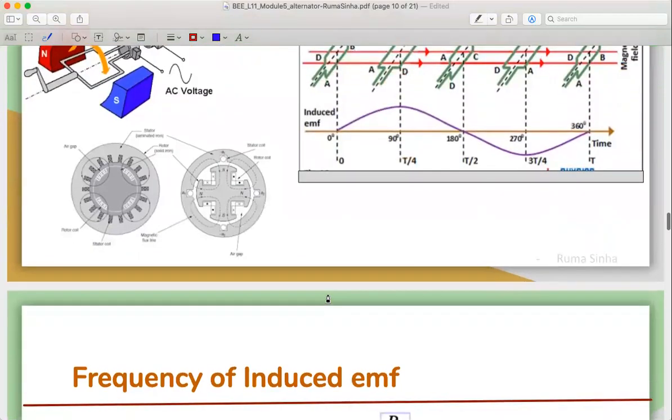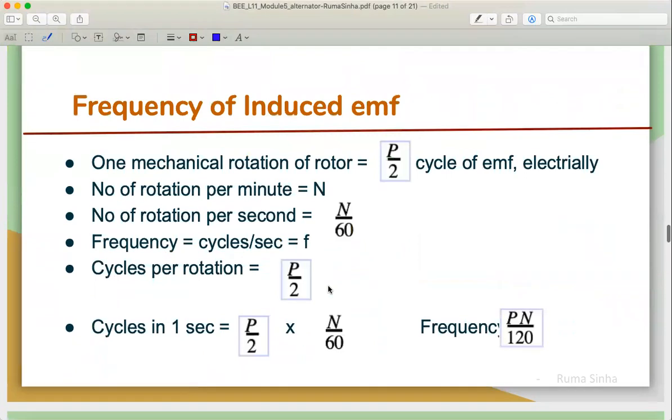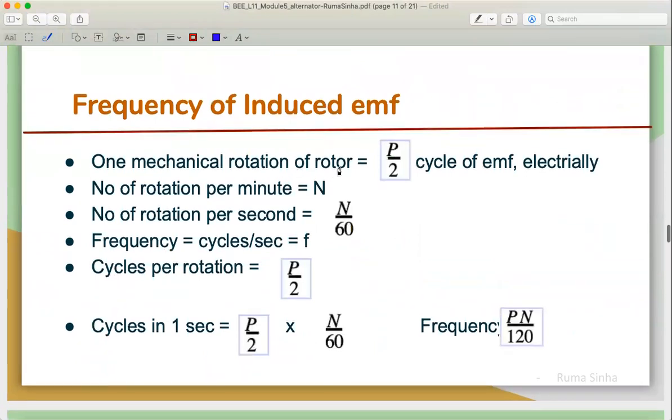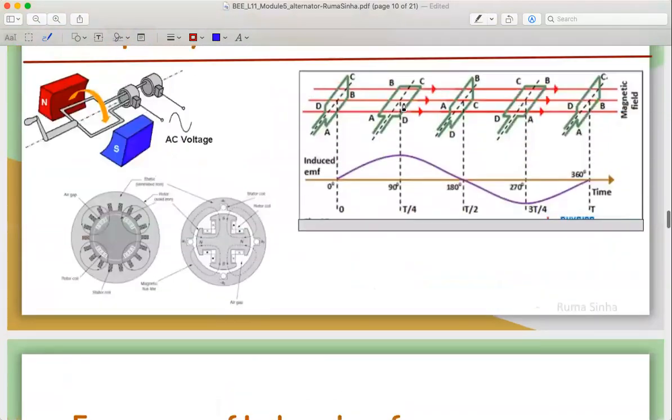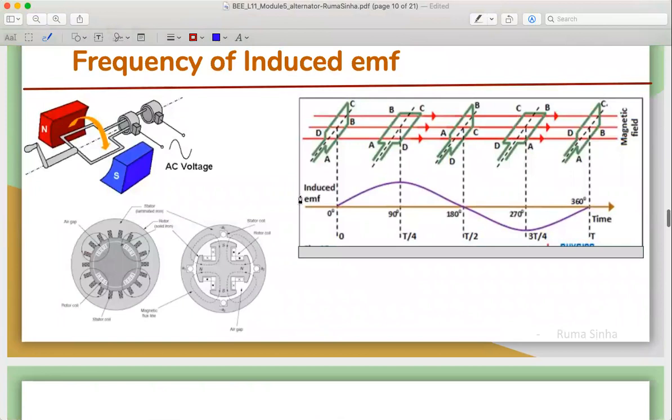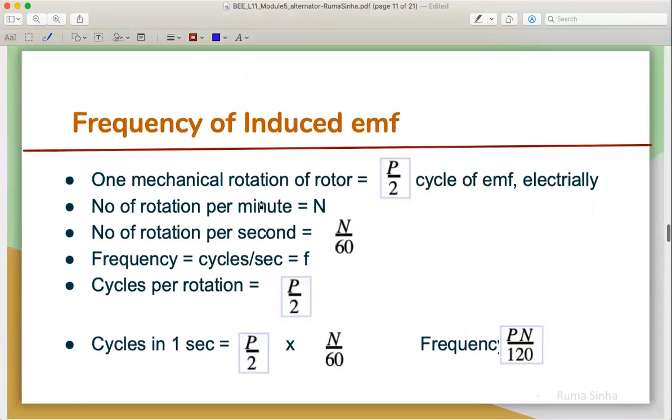Right? So from this we understand that one mechanical rotation of the rotor is equal to P by 2 cycles of EMF electrically. When I have only 2 poles, I have only 1 cycle. When I have 4 poles, I get 2 cycles. If I have 6 poles, I get 3 cycles. So one mechanical rotation of the rotor gives P by 2 cycles of EMF electrically.